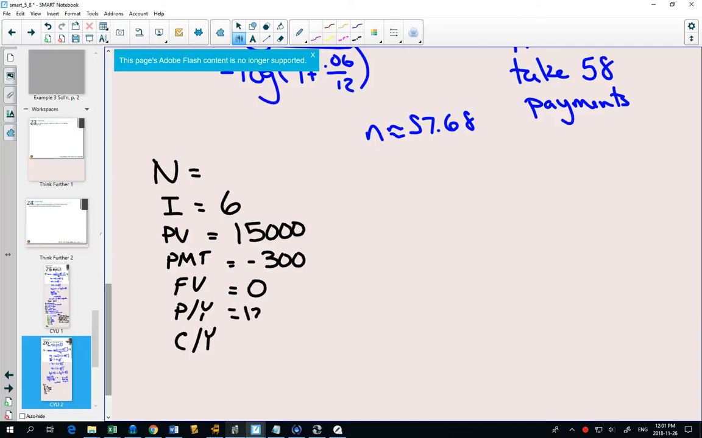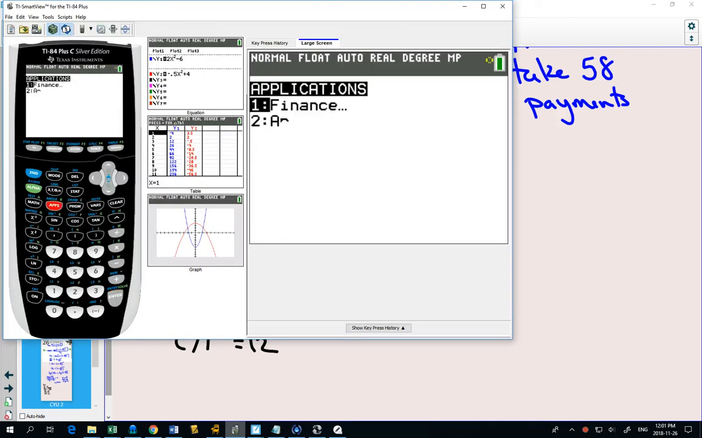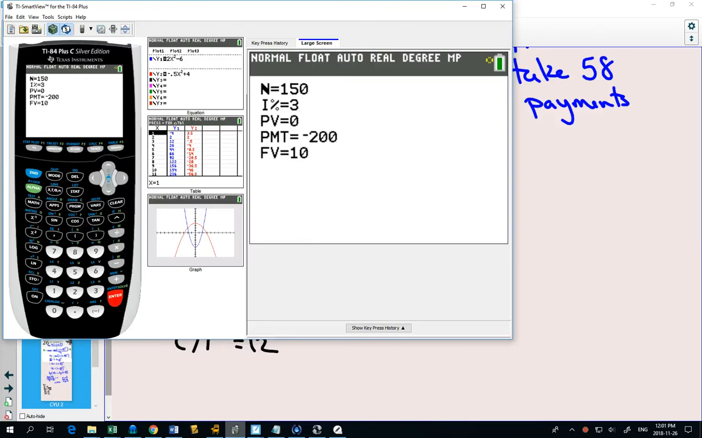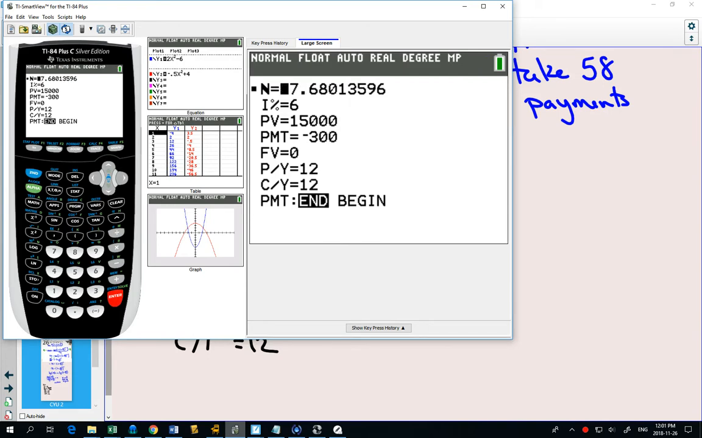Payments per year are 12. Compounds per year are 12. We're going to see if we get that same number, 57.68. 6%, you're given $15,000, making payments of $300, future value is zero. Go up to the number of payments, alpha solve, 57.68.